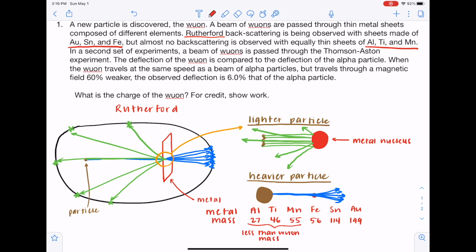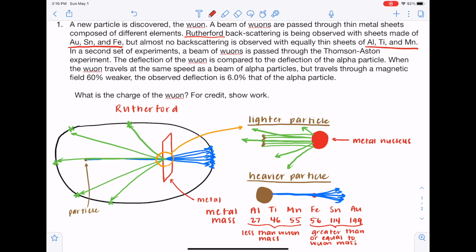So for the next three metals, which are gold, tin, and iron, we see that there's backscattering observed. So that indicates that the particle is either lighter or the same mass as the metal nucleus. So therefore we know that the mass of the Wuhan is less than or equal to the smallest mass of that group of atoms, which is iron, 56 AMU. So that means we know that the Wuhan mass is less than or equal to 56.